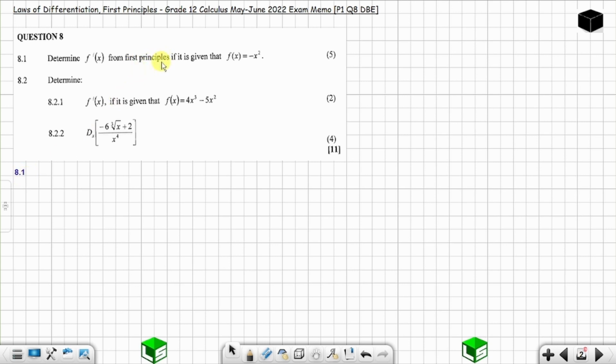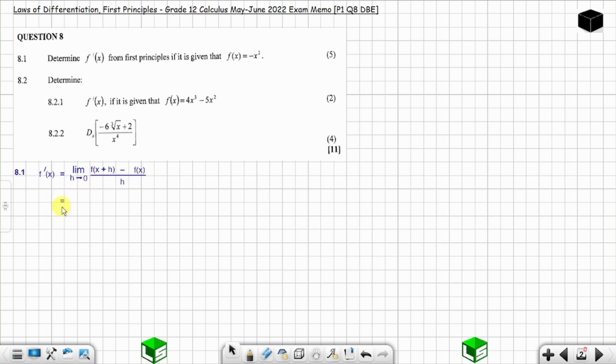When they ask you to use the first principles, they want you to use this formula. They can say use the first principles or use the definition. They still want you to use this formula. So this is the formula to use whenever they say use the first principles. And remember, you are going to always have minus day, because the formula is dealing with change in. So f prime of x is equal to this.